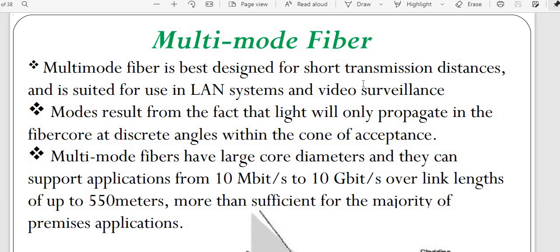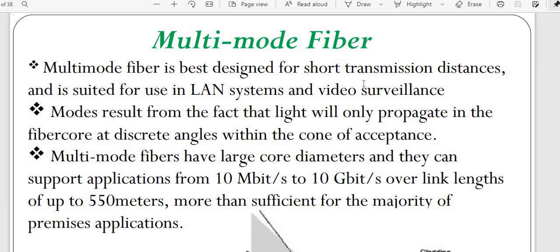Single mode is for high data rate, in terms of gigabytes per second, and for longer distance. Whereas multi-mode is used for LAN systems, local area networks. It allows only a few meters, like 550 meters, and it uses only mega to giga. Not that much huge speed. It will be 10 megabits per second to 10 gigabits per second.